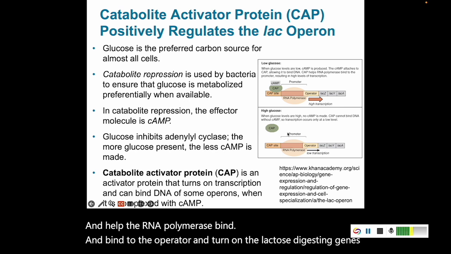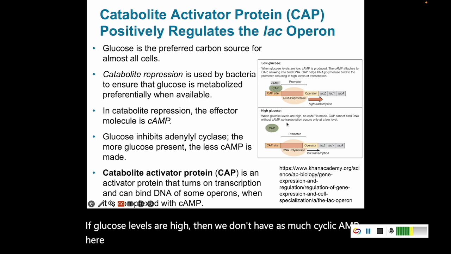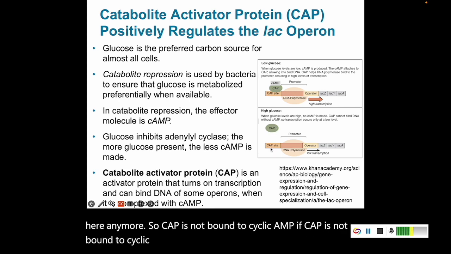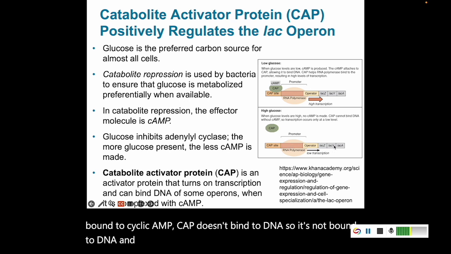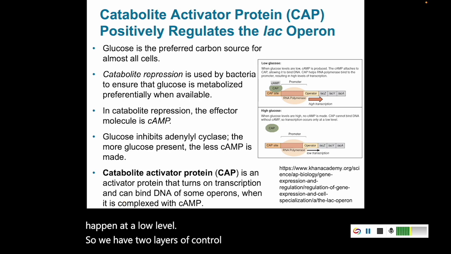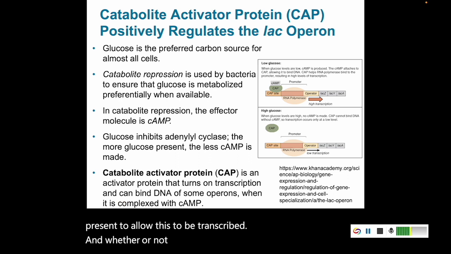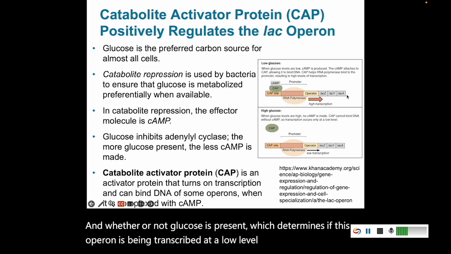If glucose levels are high, then we don't have as much cyclic AMP here anymore. So CAP is not bound to cyclic AMP. If CAP is not bound to cyclic AMP, CAP doesn't bind to DNA. So it's not bound to DNA, and transcription of this Lac Operon is only going to happen at a low level. So we have two layers of control here, whether or not lactose is present to allow this to be transcribed, and whether or not glucose is present, which determines if this operon is being transcribed at a low level or at a high level.